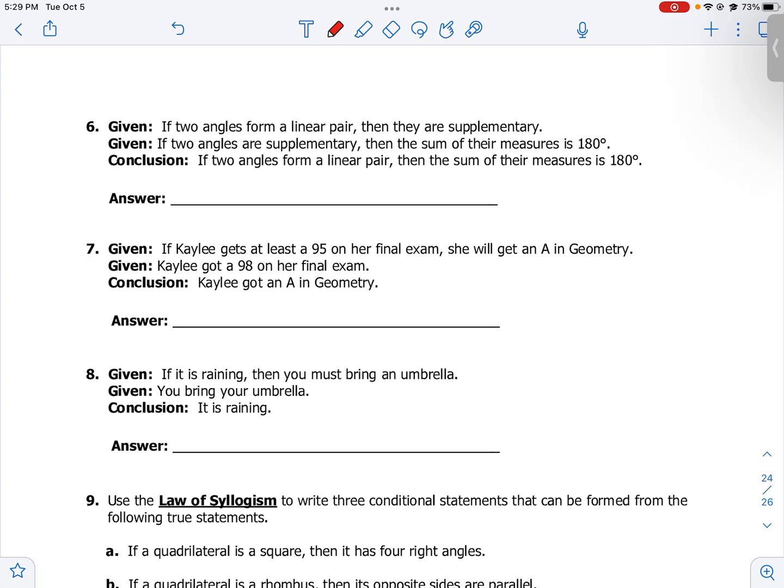Number 6. Couple left. 6, 7, and 8. Give them a try, and then we'll talk about number 9 together.